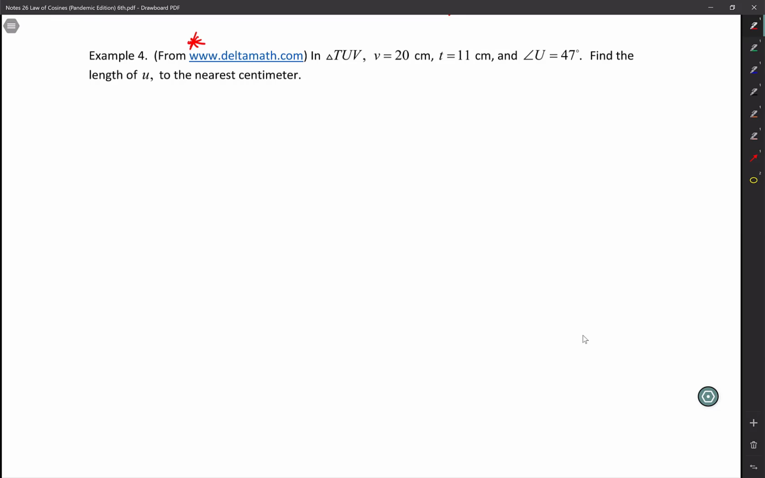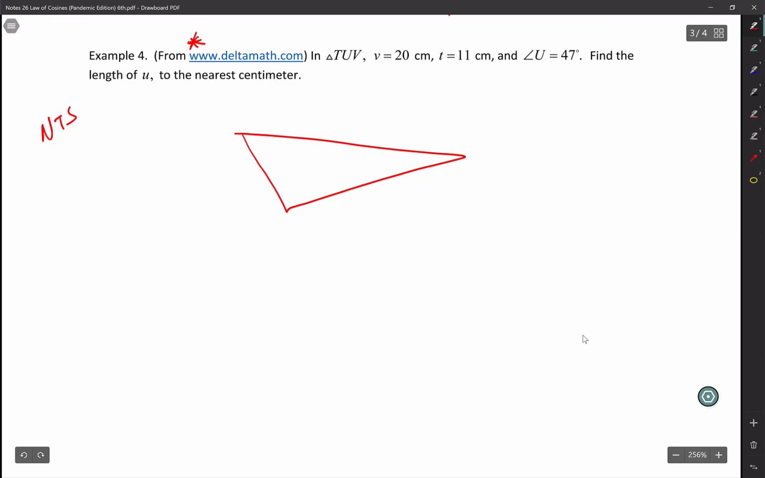Find the length of U to the nearest centimeter. You don't have to draw a sketch, but I think for you visual learners, it's important. So I would do a little sketch, not to scale. Here's capital T, here's capital U, here's capital V.